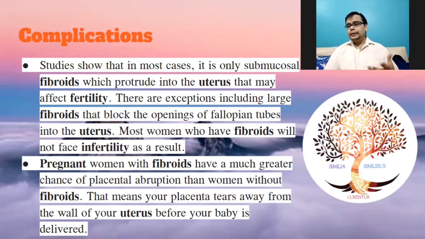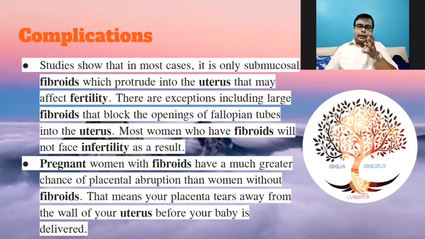Complications. Many cases of uterine fibroid can also regress on their own, but what are the complications we need to know? Whenever a female in the reproductive years has a uterine fibroid, one of the biggest complications she might face is infertility. Studies show that in most cases it is only submucosal fibroids which protrude into the uterus that may affect fertility. There are exceptions, including large fibroids that block the openings of the fallopian tubes into the uterus. Most women who have fibroids will not face infertility as a result, but when we get cases of infertility, at certain times we see on sonography that a uterine fibroid is present there.